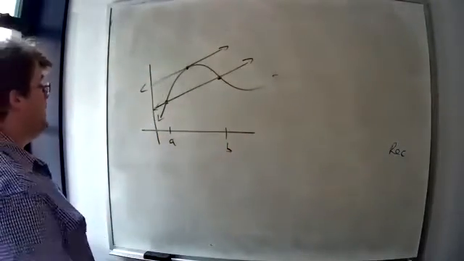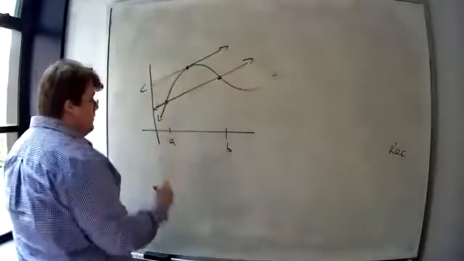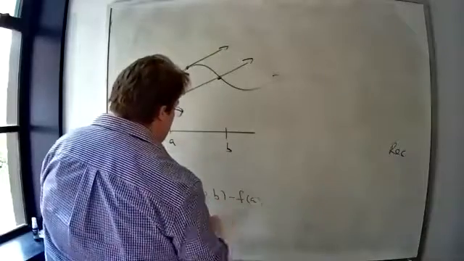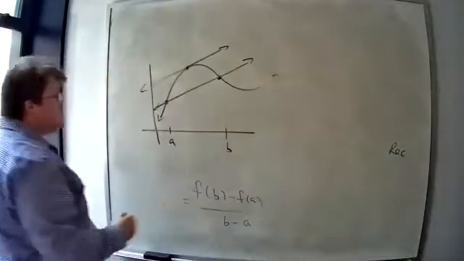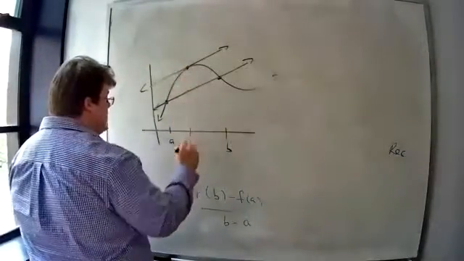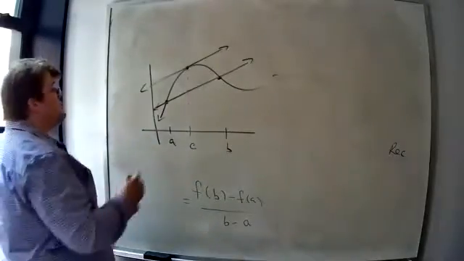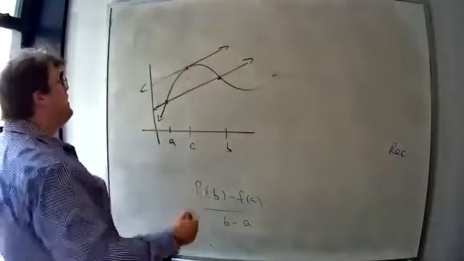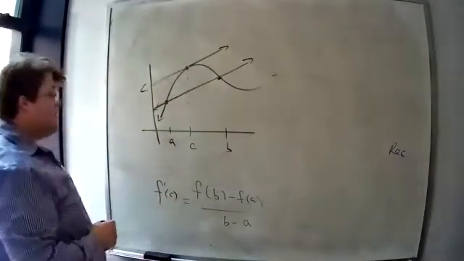So we have two parallel lines, so they have the same slope. The slope of the lower one is change in y divided by the change in x. And then the mean value theorem says if it's continuous and differentiable, you will be able to find a c value in the middle for which the tangent line is parallel to this line. And the slope of the tangent line at c is given by f prime of c.